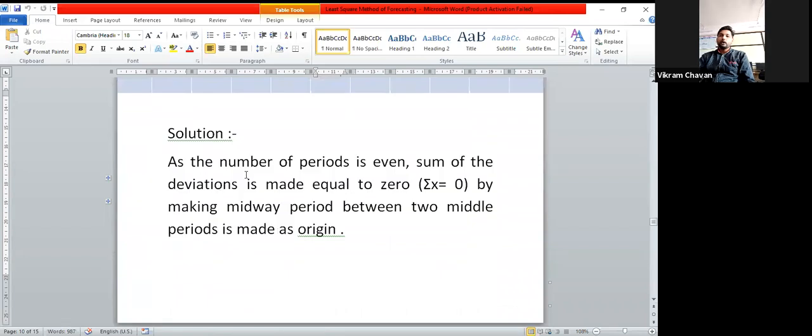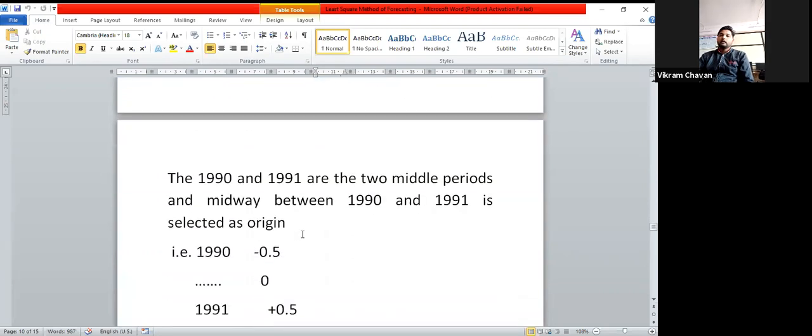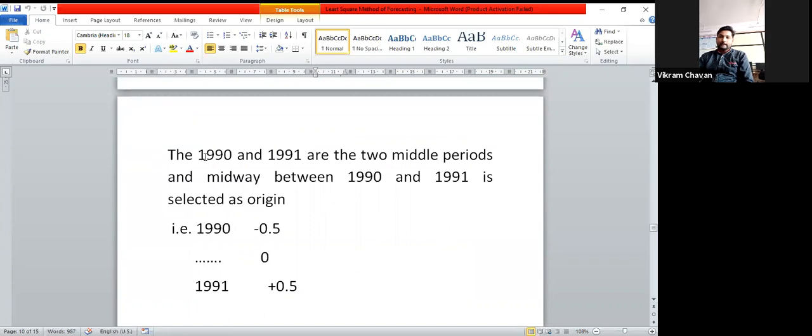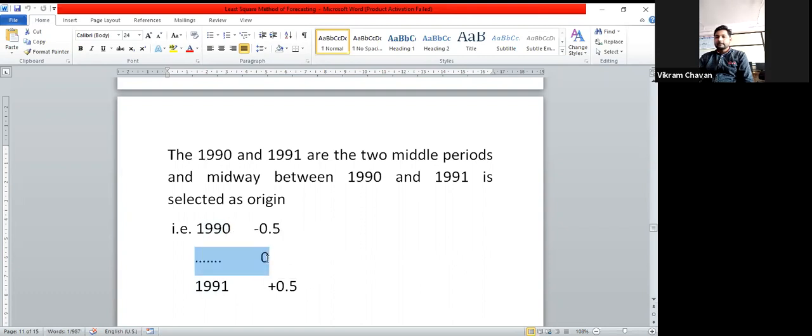As the number of periods is even, the sum of the deviations is made equal to 0 by making the midway period between the two middle periods the origin. Now how will that happen? As our problem has 1990 and 91 as the two middle periods, the period in between them will be considered as the origin for the deviation. So we have to provide the zero deviation there.